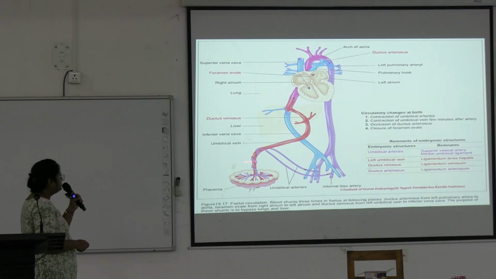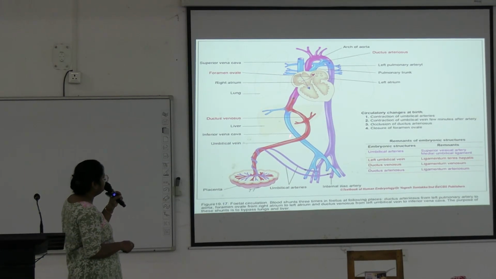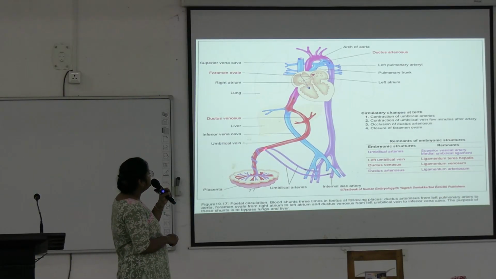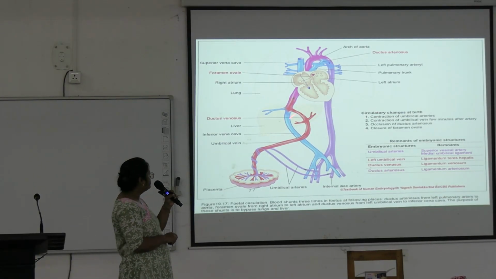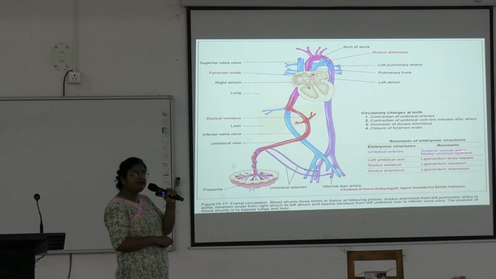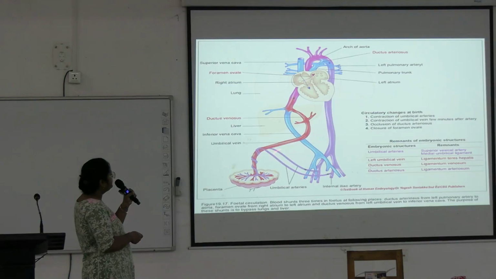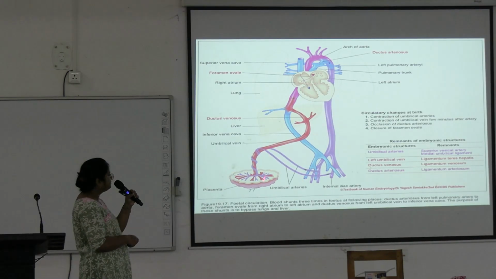See here. This is the placenta, the thick structure. This red colored one is the umbilical vein, which is carrying oxygenated blood to the fetus through the umbilical cord. And these two are the branches of the internal iliac artery, and these are the umbilical arteries which are carrying deoxygenated blood from the fetus to the placenta.